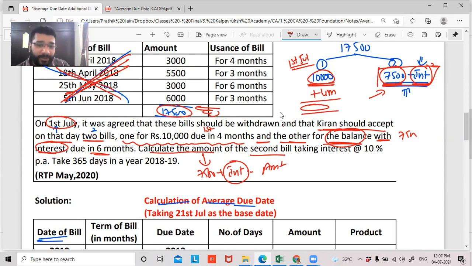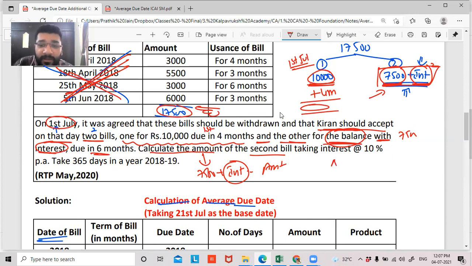What is the requirement of this question? Calculate the amount of second bill. They have not even asked the average due date. They never asked average due date in the question. But without average due date, can you calculate the interest? No. So first you have to calculate the average due date. Then for the new bills that were accepted, you had to calculate their payment date and take the difference between the two. And for the delay in number of days, you have to calculate interest.